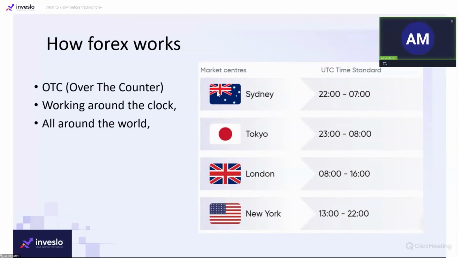And after that, 1 hour later, depending on winter or summer time, trading opens in Tokyo. Together with Sydney, we call them the Asian markets. So the Asian markets work 8 hours, starting from 22 on Sunday till 7 or 8 o'clock on Monday morning UTC time.